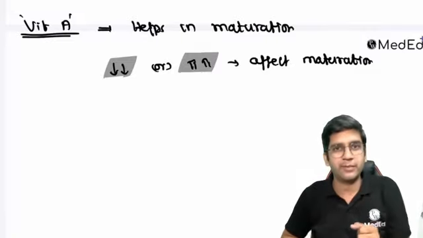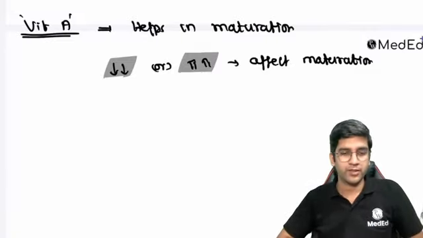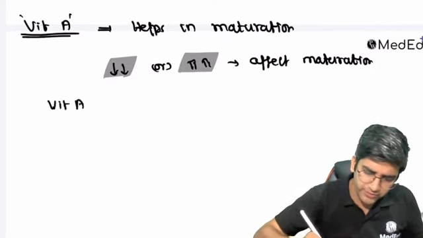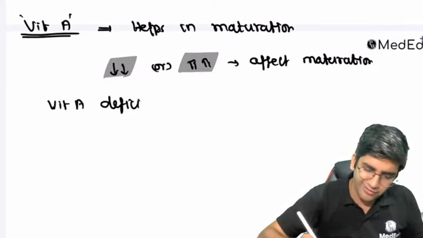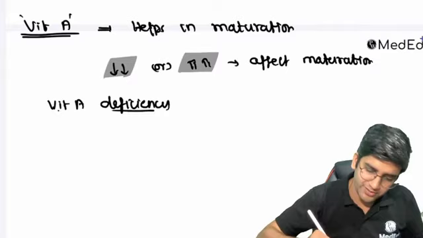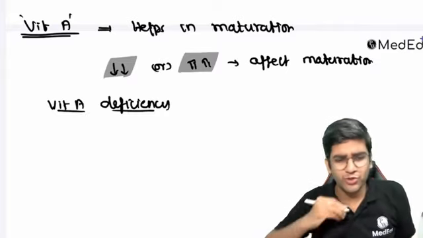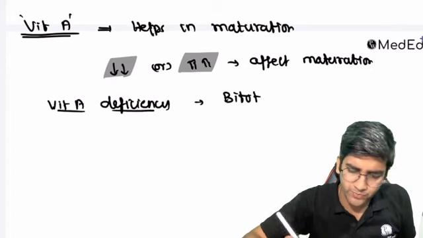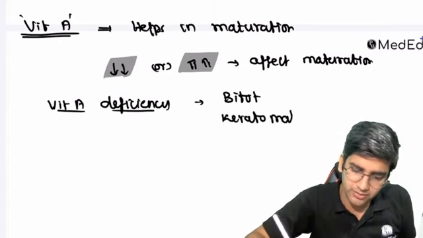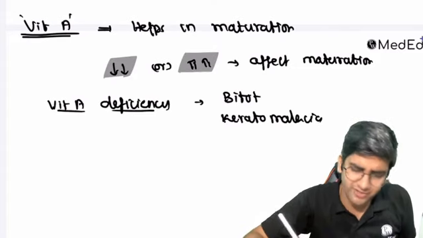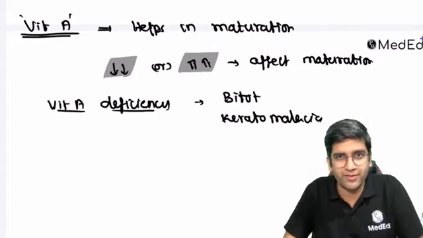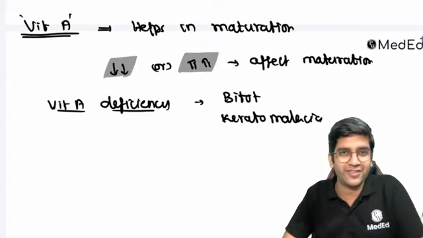I'll give you one simple example which I'm sure you can relate to. You must have heard about it in your biochemistry, vitamin A deficiency. Have you heard about something called Bitot spots or keratomalacia? You must have heard about them, right? For sure, you must have read about them.